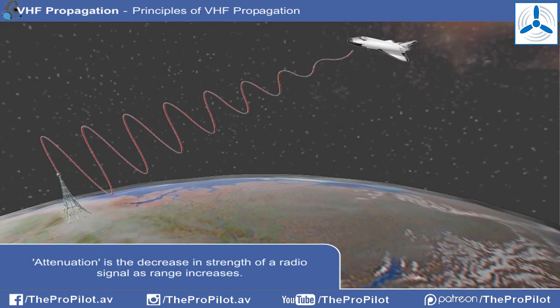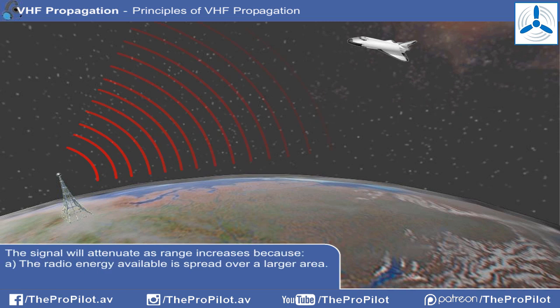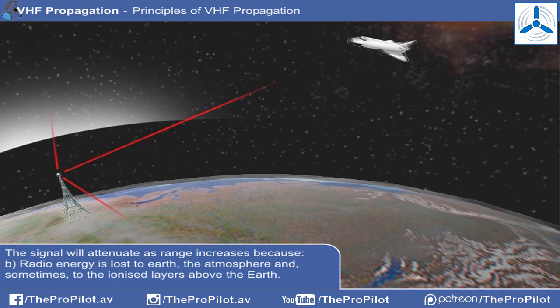The term attenuation refers to the loss in strength of a radio signal as the range from the transmitter increases. The range of a radio transmission depends on transmitter power. The signal strength received is inversely proportional to the square of the distance from the transmitter. The signal will attenuate as range increases because the radio energy available is spread over a larger area. Radio energy is lost to Earth, the atmosphere, and sometimes to the ionized layers above the Earth.